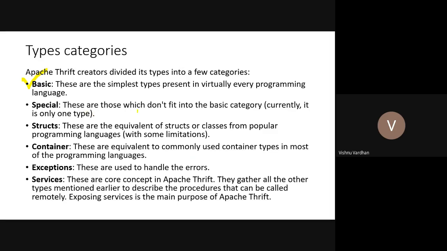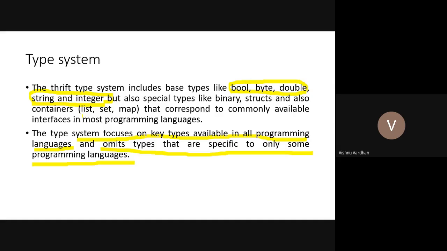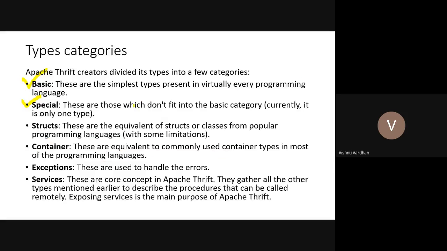Then special. These are those which don't fit into the basic category. Special means some, like list, set, map, which are not familiar in many programming languages. So you can see the special types like binary, structs, all these have been taken into the second category, called the special category. Then structs: these are equivalent of structs or classes from popular programming languages with some limitations. And containers: these are equivalent to commonly used container types in most programming languages.